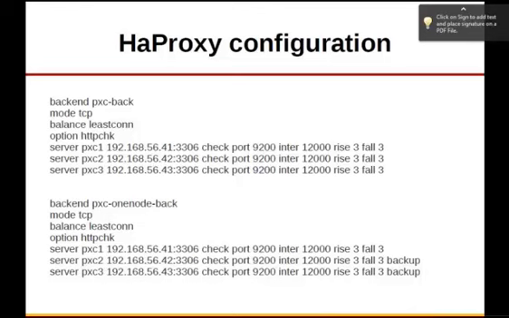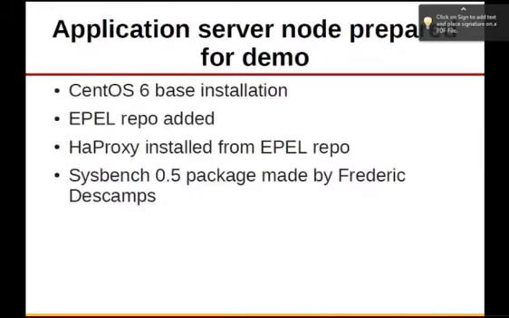And apart from that, if you are expecting many conflicting writes and many rollbacks, most likely it is better to use the configuration with only a single node, because in that case it just won't happen on the single node, and rollback is a relatively expensive operation in terms of I/O. So for the application server node, we used CentOS 6 base installation, installed HAProxy from the EPEL repository, and used the sysbench 0.5 package made by Fred.